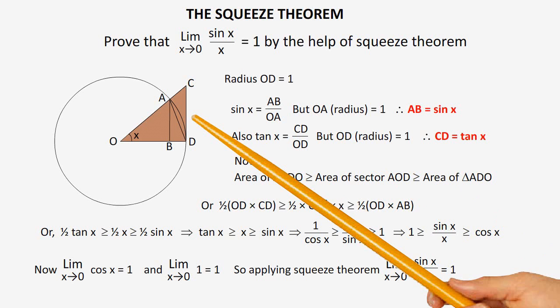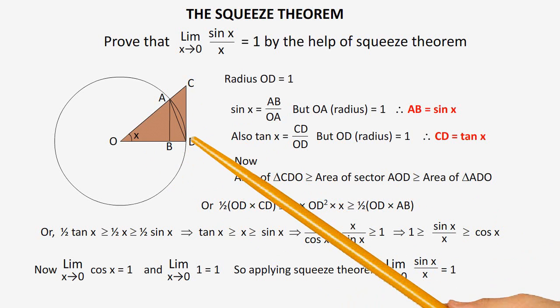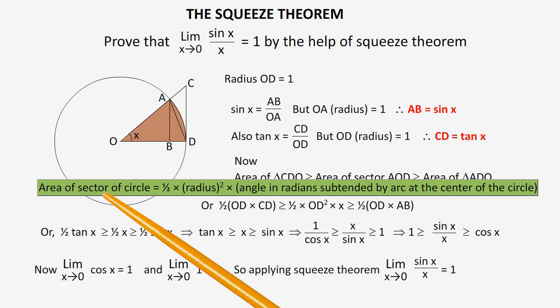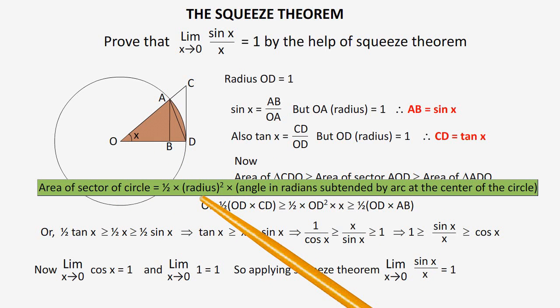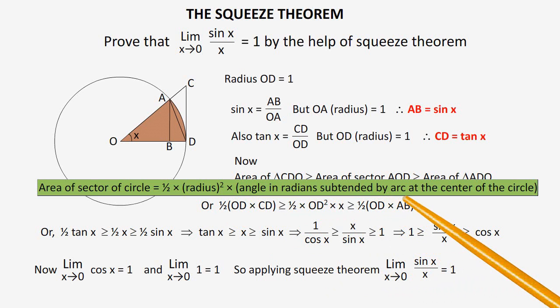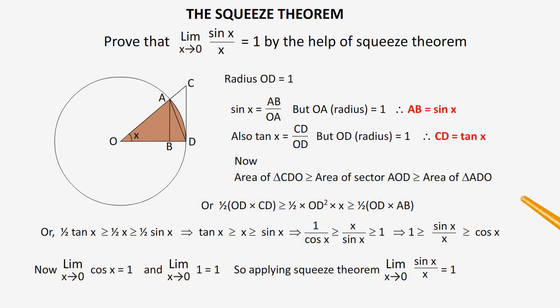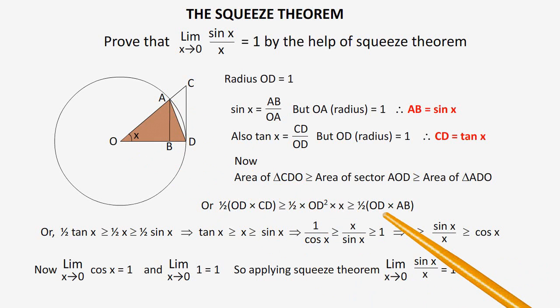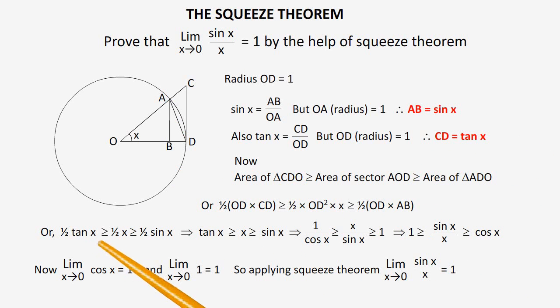Now the area of triangle CDO is half base times height, which is half OD times CD. The formula for the area of a sector of a circle is half radius squared times the angle in radians subtended by the arc of the sector at the center of the circle. This comes to half OD squared times x. The area of triangle ADO is half base times height, which is half OD times AB. Substituting the values of the sides from here, we get half tan x is greater than or equal to half x, which is greater than or equal to half sin x.